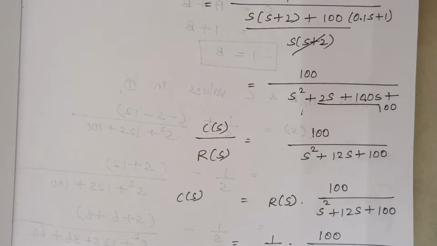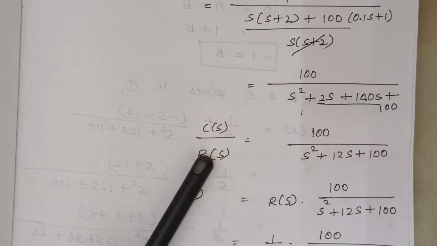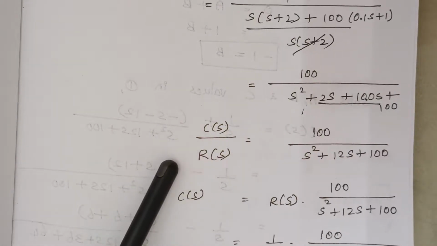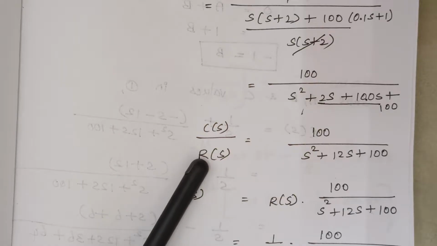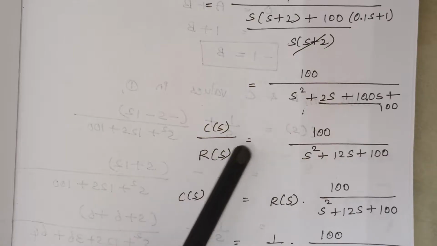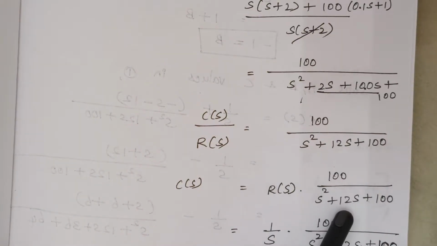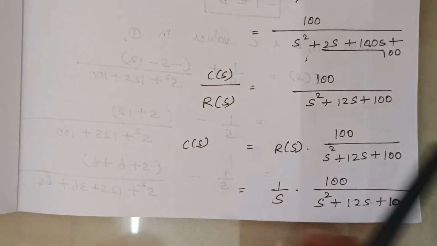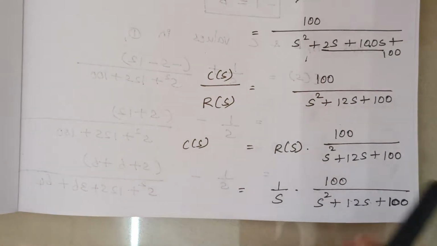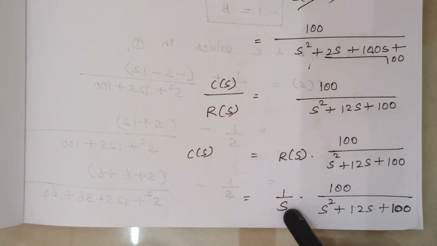Now the type of input is a unit step input, as given in the problem. As we all know, C(s) is the output and R(s) is the input. For a unit step input, the value of R(s) is 1/s. So from this expression, I am moving R(s) to the right hand side. C(s) is equal to R(s) into this expression, and the value of R(s) is 1/s for a unit step input. So in the place of R(s), I have substituted 1/s here.